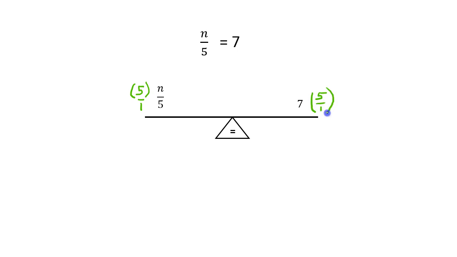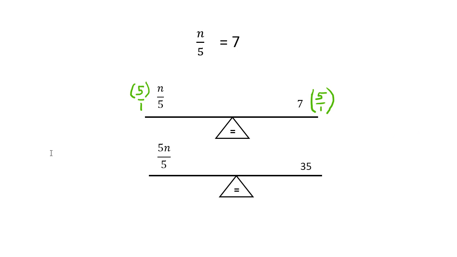Now on the right side, that 1 isn't really important because I'm multiplying it times a whole number. But on the left side, what I end up with is 5 times n over 1 times 5. So what that looks like is 5n over 5. Now we know that 5 divided by 5 is 1, so I get 1n equals 35. Or simply n equals 35.